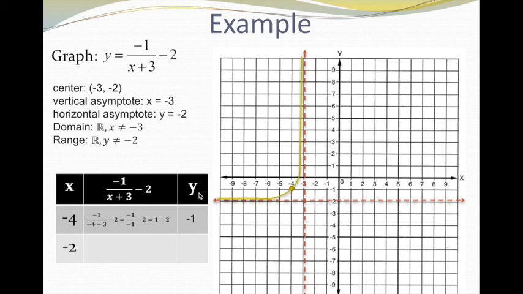cross, like so. Okay, now let's input negative 2. So negative 1 over negative 2 plus 3, minus 2. I'll have negative 1 over 1, minus 2, or negative 1 minus 2. So that is going to be negative 3. So my point is going to be at negative 2, negative 3. My branches, again, are going to approach my horizontal asymptote and my vertical asymptote, but never cross.